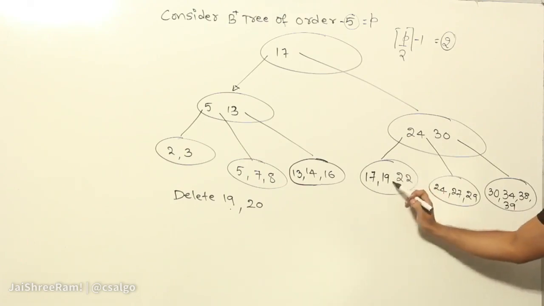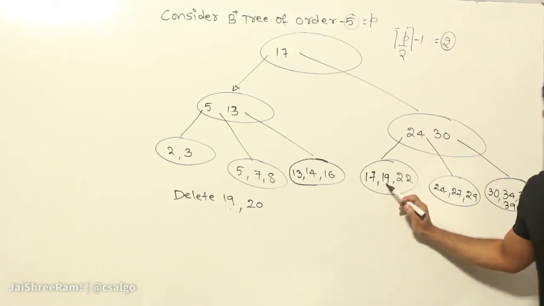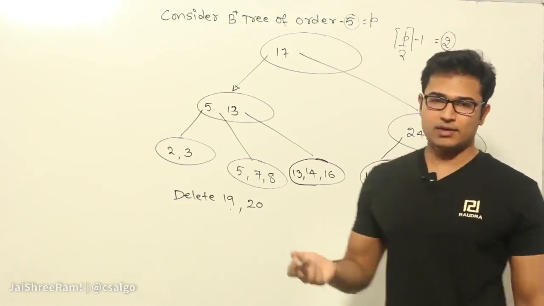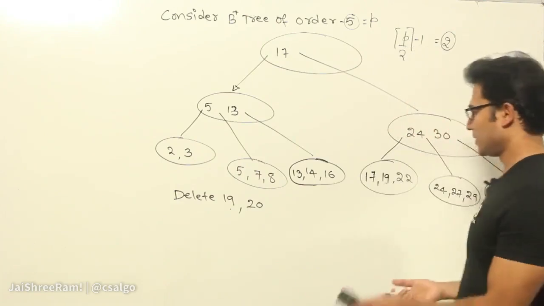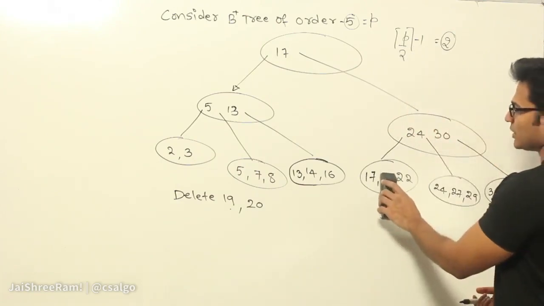Even though I am just showing you the key that is going to be deleted, in actuality it also contains a pointer along with it. Along with the key 19 there will also be a pointer, but we are not showing it here. Keep that in mind. Okay, now I am going to delete 19.